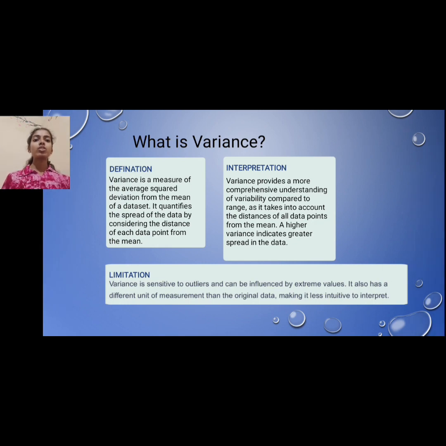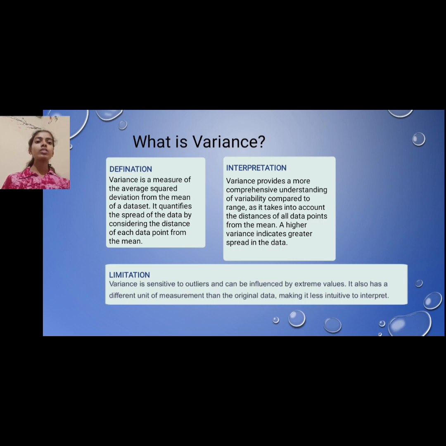What is variance? Variance is the measure of the average squared deviation from the mean of the dataset. It quantifies the spread of the data by considering the distance of each data point from the mean. Variance provides a more comprehensive understanding of variability compared to range, as it takes into account the distance of all data points from the mean.